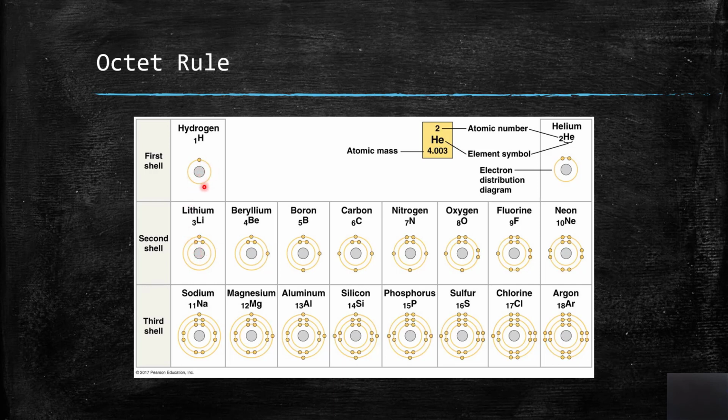The inner energy level can hold up to 2 electrons, okay? And then it's full. Now, we can see that here with helium. There's 2 there. It's full. It's happy. It's content. All of the other energy levels, so if you have more than two electrons, you're going to have more energy levels. The outer energy levels can hold 8 electrons. This is called the Octet Rule. They are satisfied, they are happy when they are completely full.